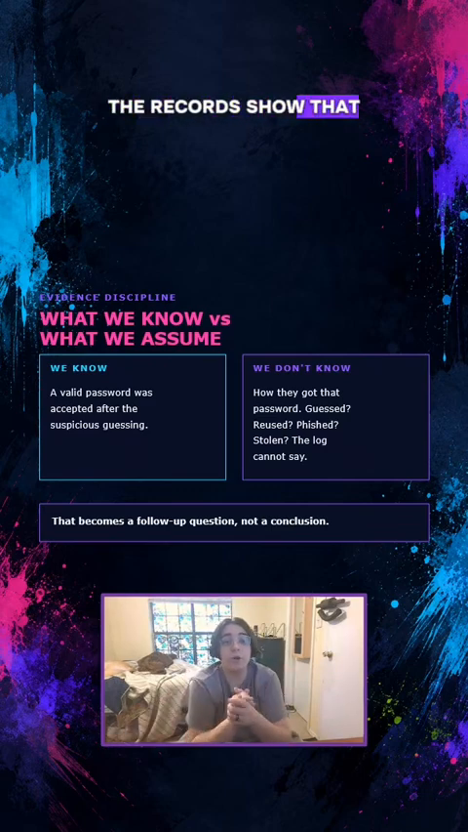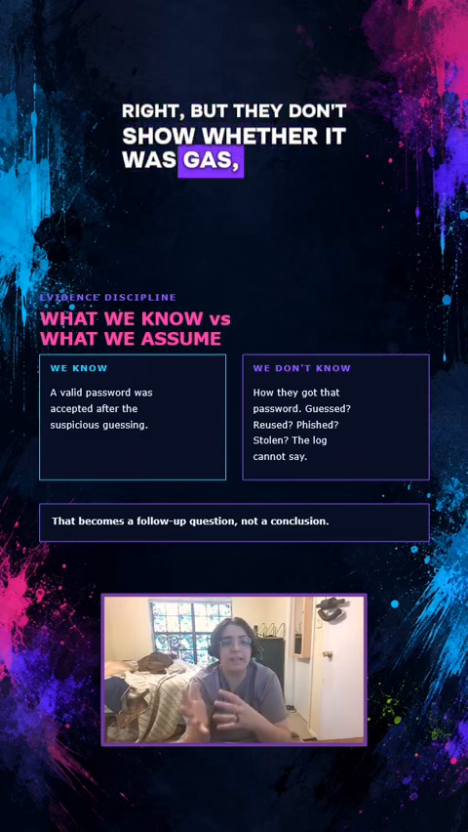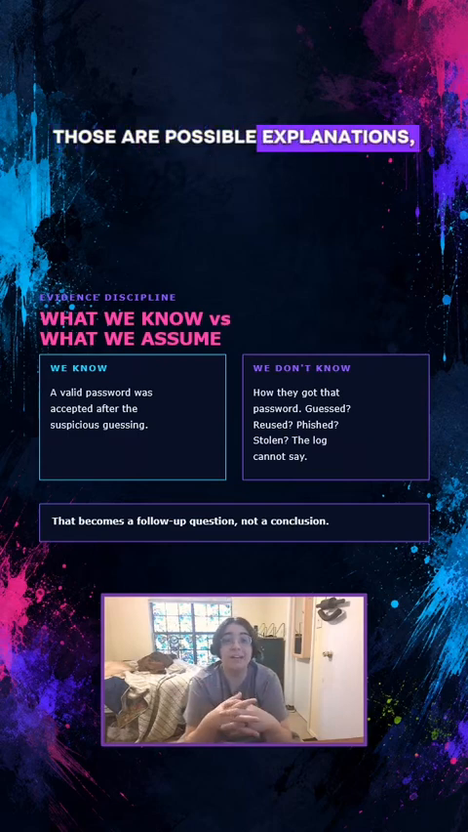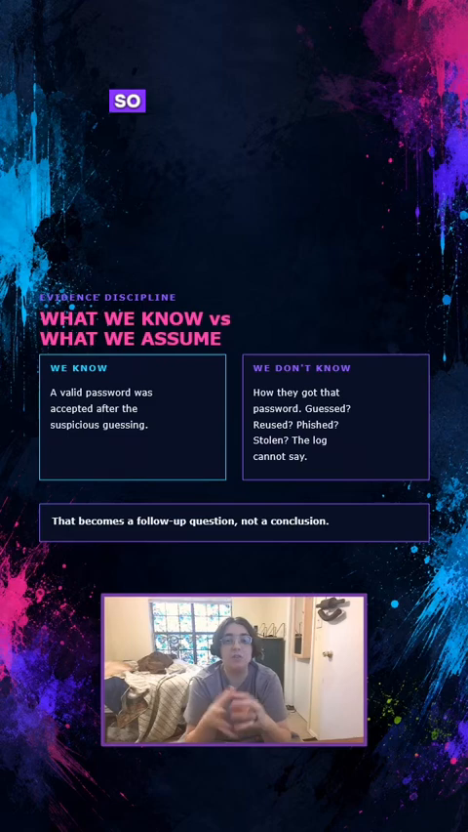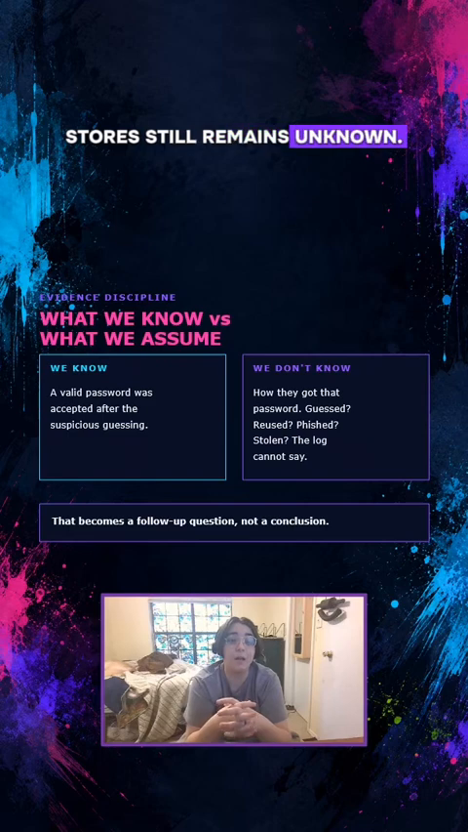The records show that a valid password was accepted, right? But they don't show whether it was guessed, reused, phished, or stolen from somewhere else. Those are possible explanations, not necessarily findings. So the honest answer is that the initial credential source still remains unknown.